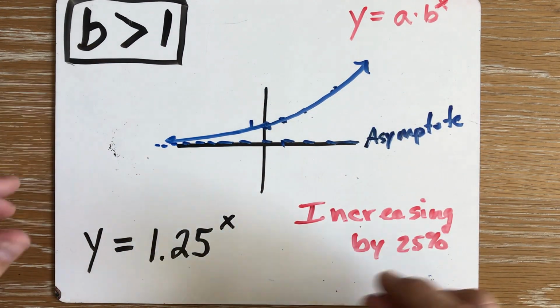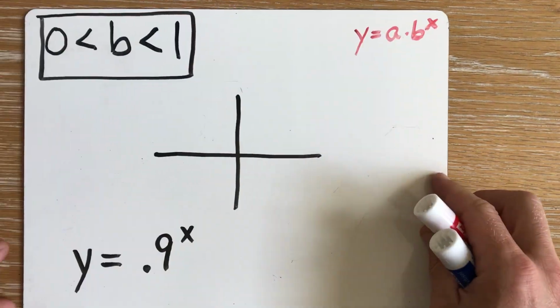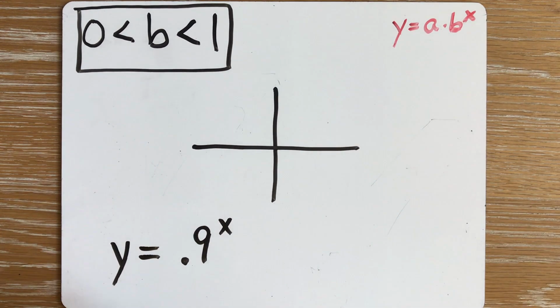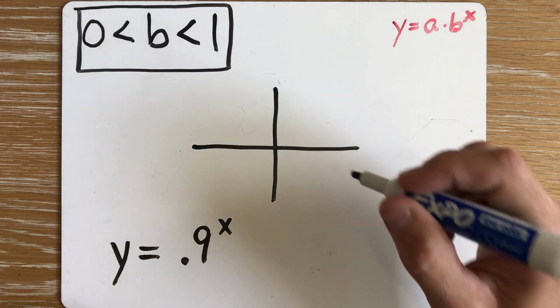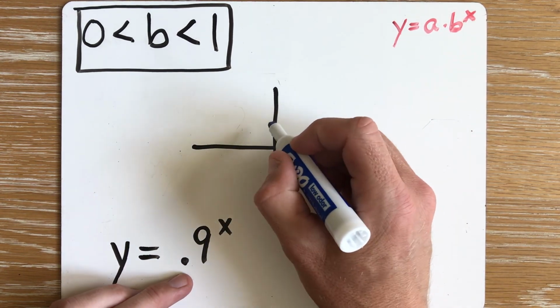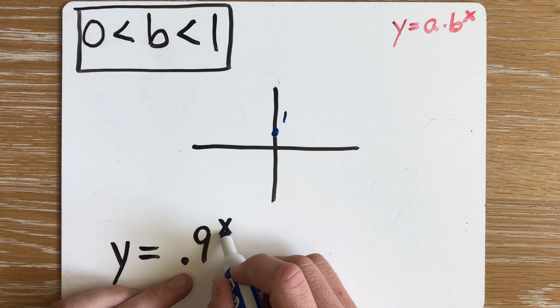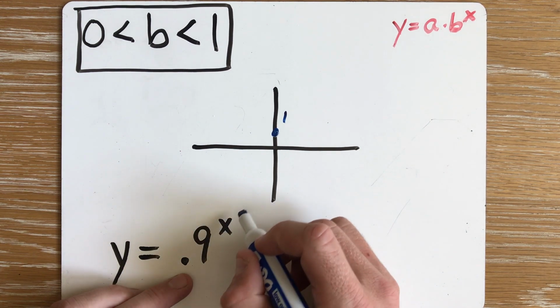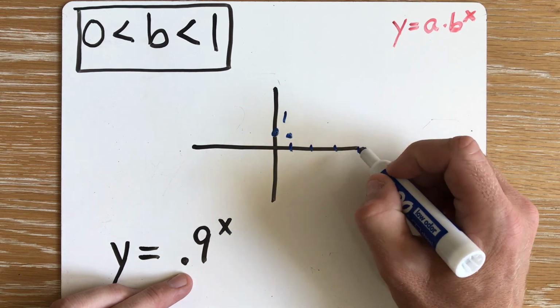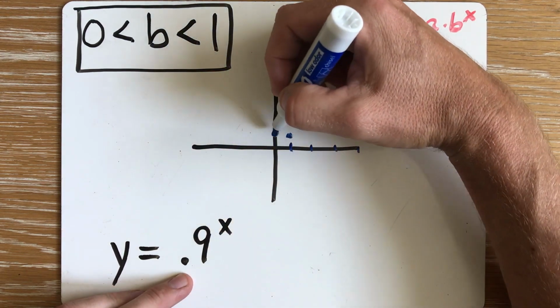There are some graphs where the b value might not be larger than 1. Maybe it's less than 1, like this example right here. If I have y equals 0.9 to the x, then what I have here is a number less than 1. And when it's less than 1 and also greater than 0, meaning it's positive, the graph's going to come in for a landing. As I take this to the 0 power, my graph's going to have a dot at 1, because anything to the 0 power equals 1. And if I take 0.9 to the first power, I get 0.9, so that's my first unit over. And as I keep going to the right, it keeps getting less and less. It keeps going down by 10%.